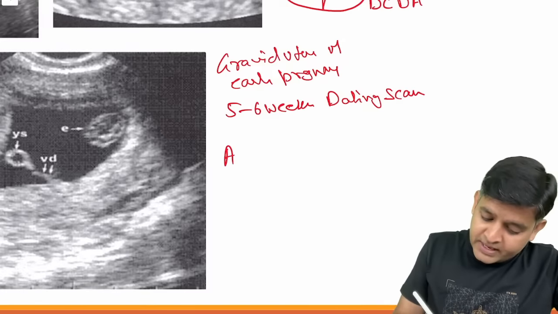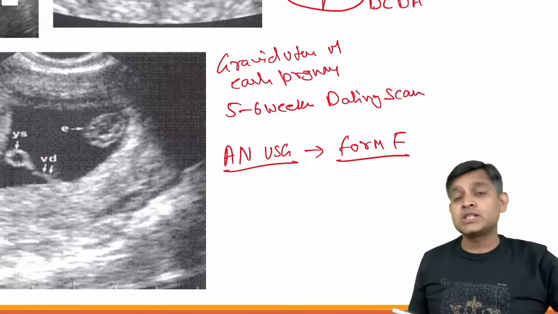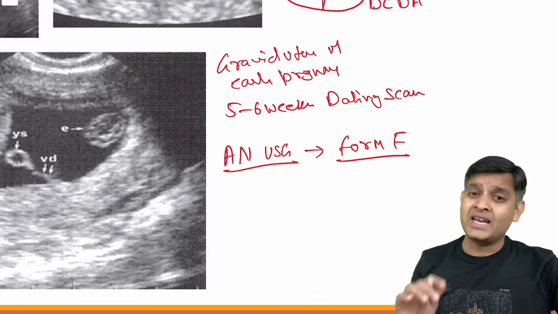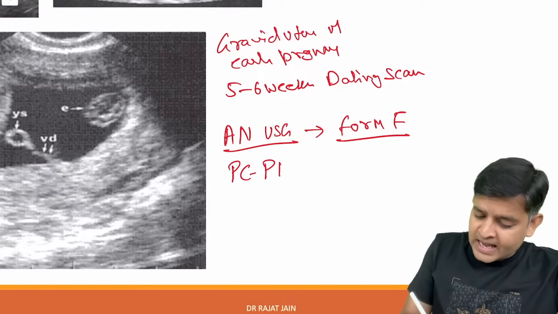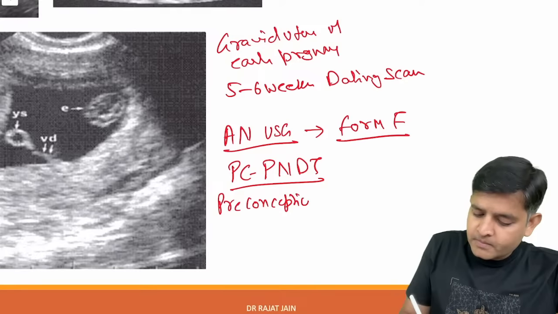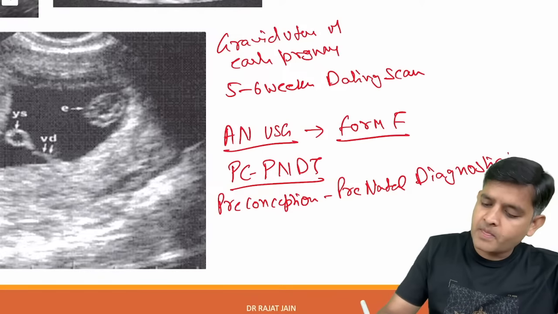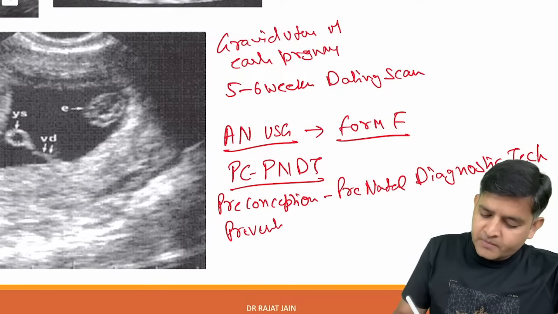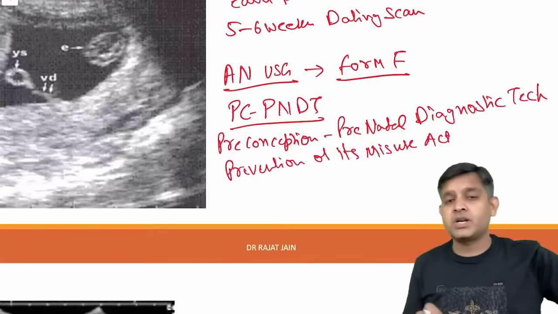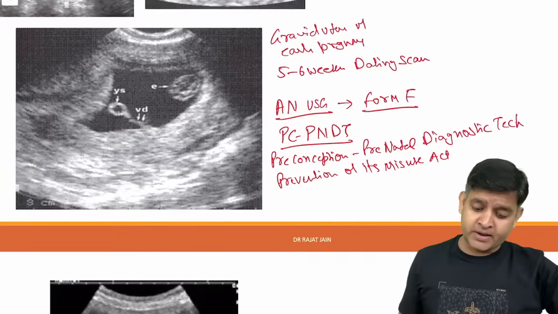Okay. It is to be noted that whenever you are doing any antenatal ultrasound, you have to fill a form, and this is called form F. This form F is a declaration that while doing the ultrasound, you have not declared or detected the sex of the fetus to anybody in any manner. And this is as per which law? This is as per the PCPNDT Act. What is PCPNDT? Preconception, prenatal diagnostic technique, prevention of misuse act. Okay. So form F, a very, very important point that I want you to remember.